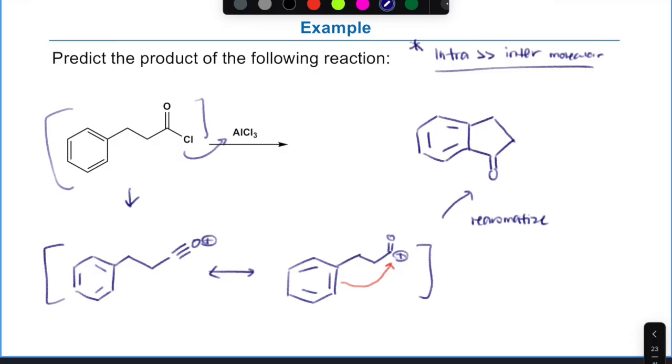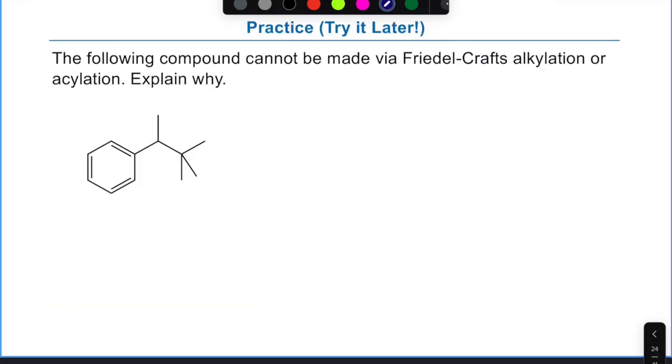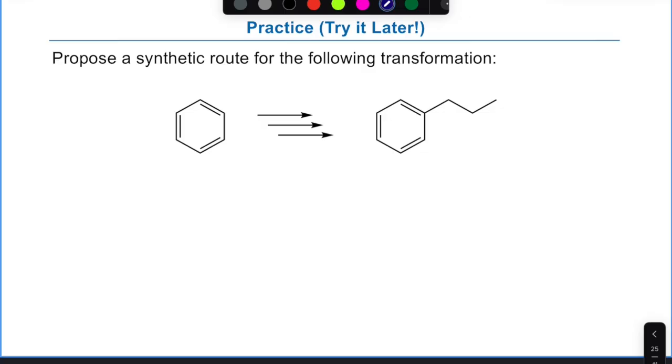All right, this is a try it later question for you. Explain why this product can't be made with either the alkylation or the acylation. But that's for later, as well as this for later. Propose a synthetic route to take this undecorated ring and add an alkyl chain.